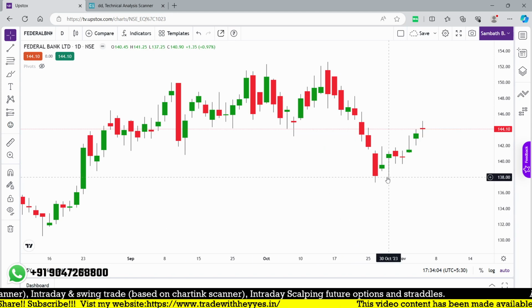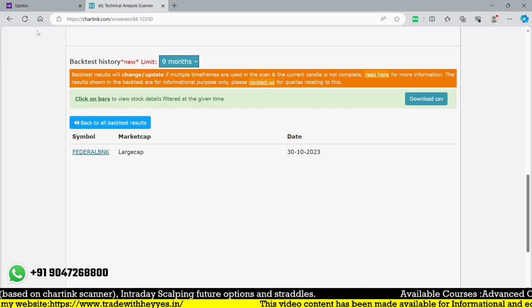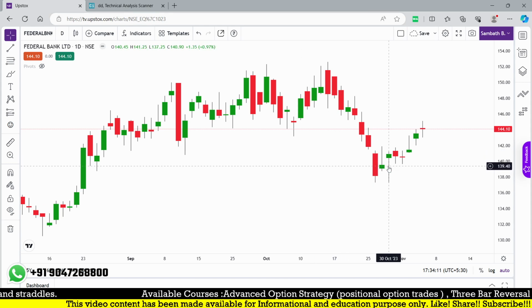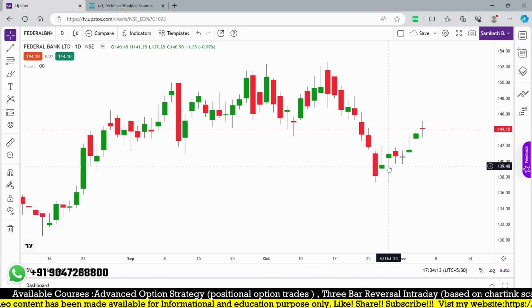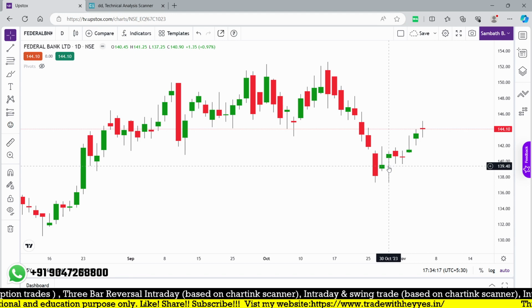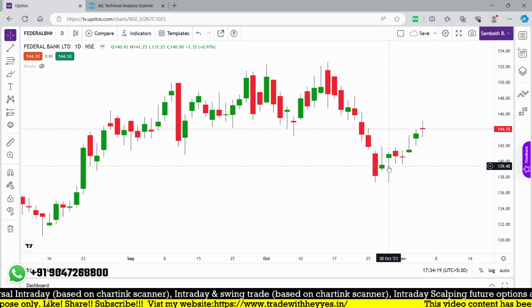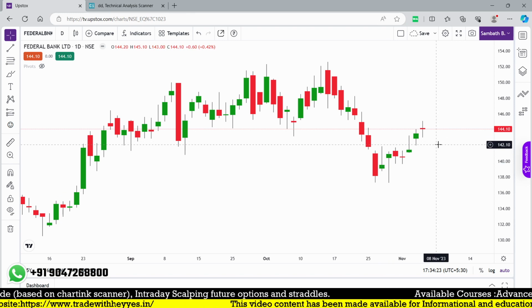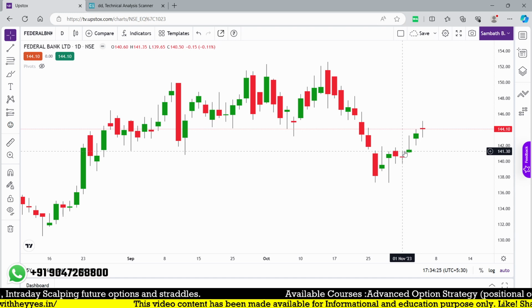So here is the point on 30th of October. We find there is an opportunity around 141.25. The bottom of this candle is around 137.25, maybe nearby 4 rupees. Now it is around 144. The high made is around 145. So a 1:1 risk-reward is generated.